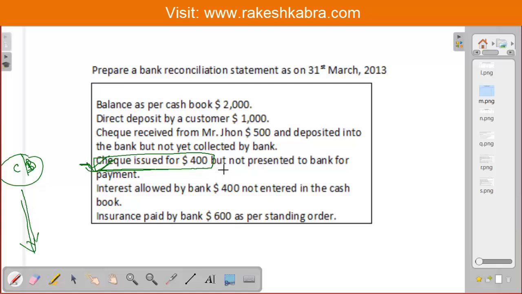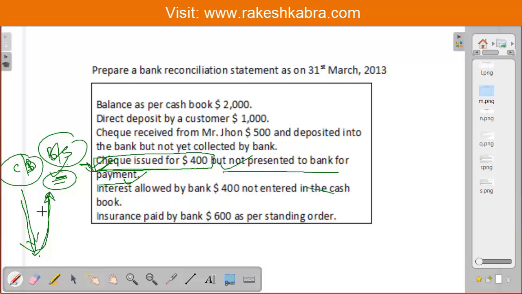But see, later on, the person to whom I gave this check didn't present this check into the bank for payment, and as he didn't present it, the balance in the bank statement will remain as it is. Cash book balance decreased, but passbook balance remains as it is. Now my target in this question is the bank statement. Right now I am here, so to reach this target I have to move upward, isn't it? And upward side means add.